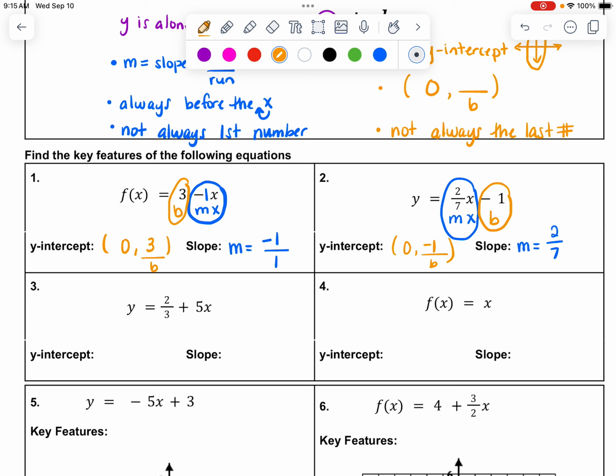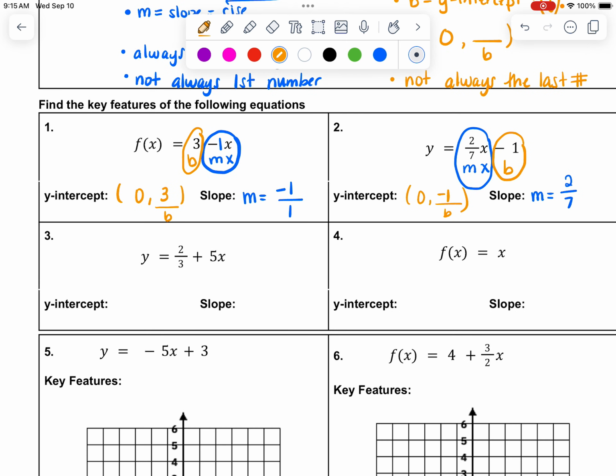Let's try that again. In the next example, I'm going to look for the x, which happens to be the second term. So the mx part of the equation is the second term. That means that the m is 5. And I'm going to write 5 over 1 so that I remind myself that it's a rise and a run. The b part of the equation is the number that doesn't have an x. So I'm going to write my point 0, comma, whatever the b number was, which is 2/3.